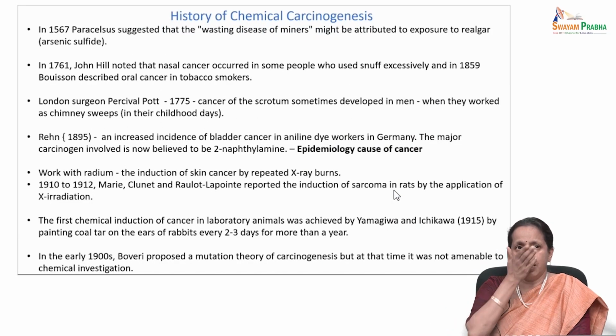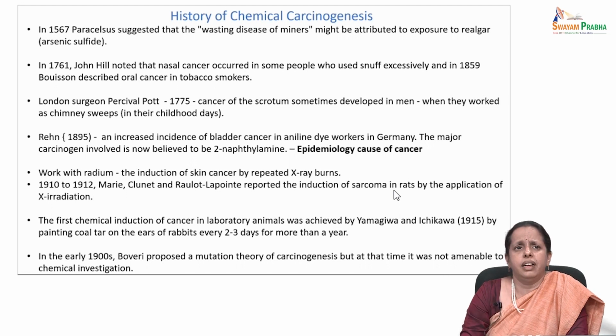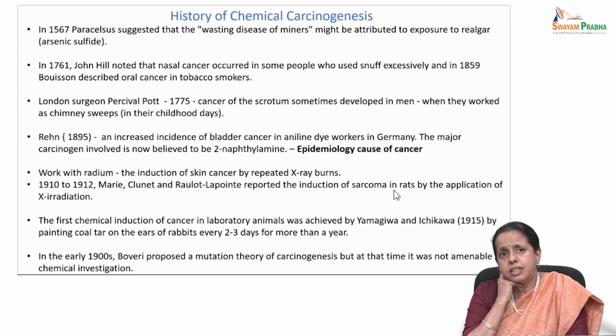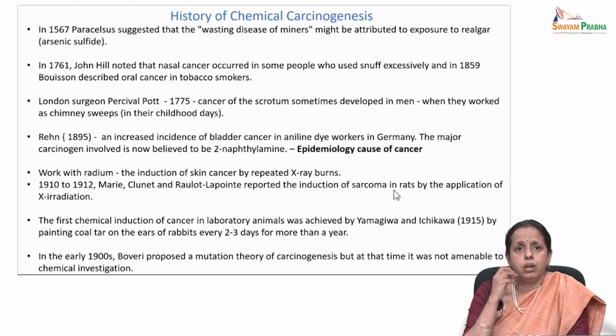So now, coming back quickly, just a brief history of chemical carcinogenesis. In 1567, Paracelsus suggested there was a wasting disease of miners, which might be attributed to exposure to arsenic sulfide. Then in 1761, John Hill noted that nasal cancer occurred in some people who used snuff excessively, and then in 1859, Bouisson described oral cancer in tobacco smokers. These were the bigger breakthroughs in the history of chemical carcinogens.